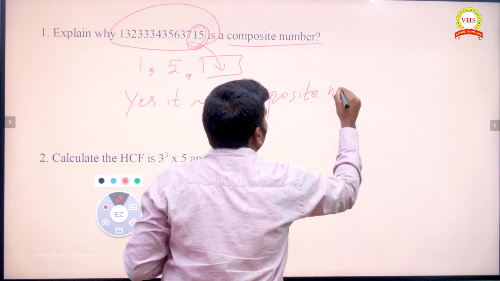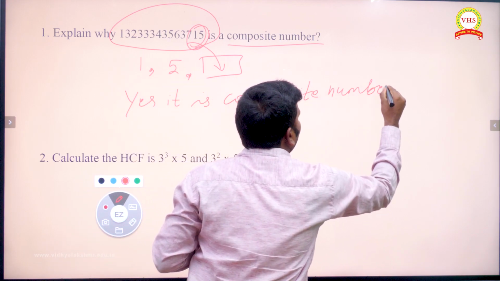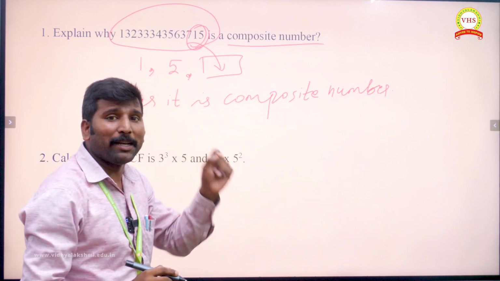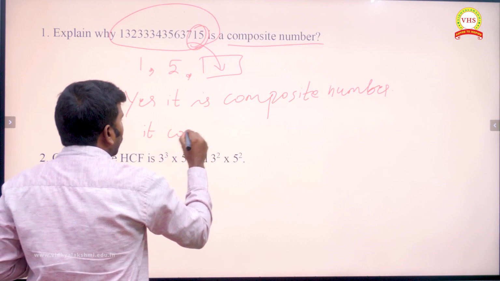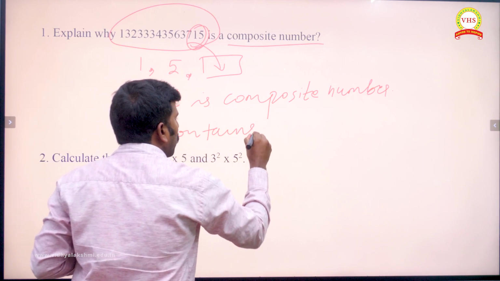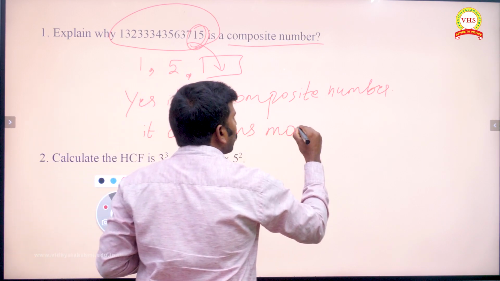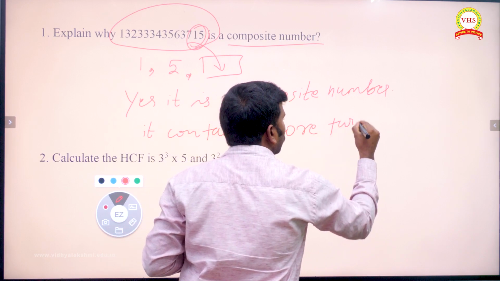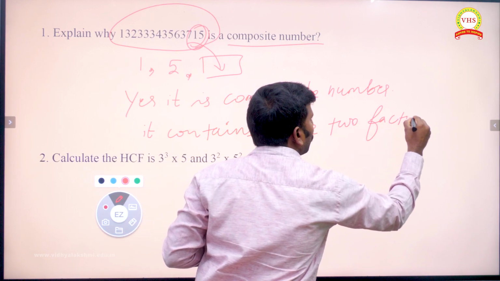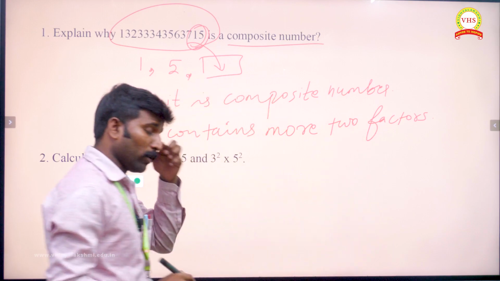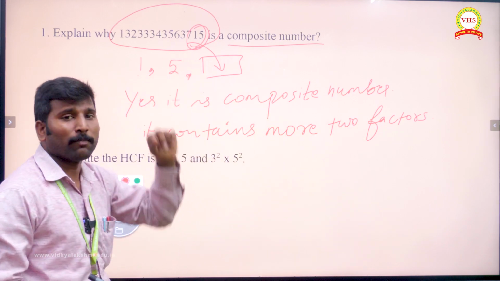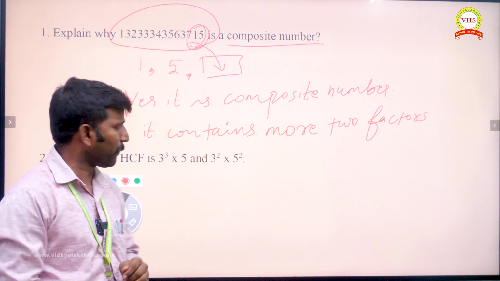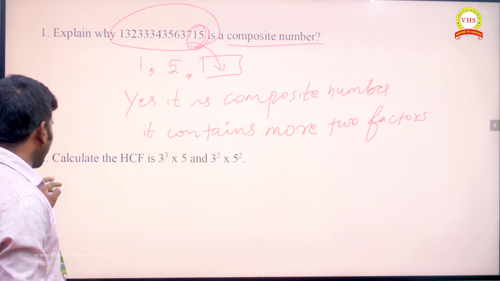It is a composite number because it contains more than 2 factors. That is the concept: more than 2 factors. So what are the more than 2 factors? 1, 5 and itself. These are the more than 2 factors. Okay. Now we'll go to the second question.